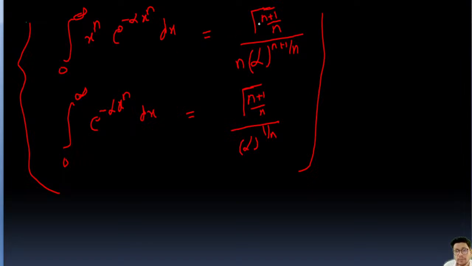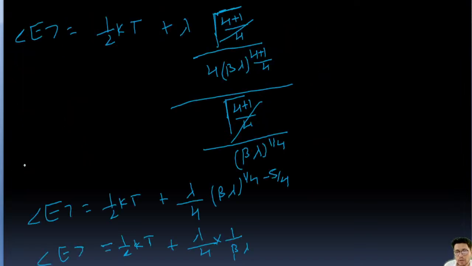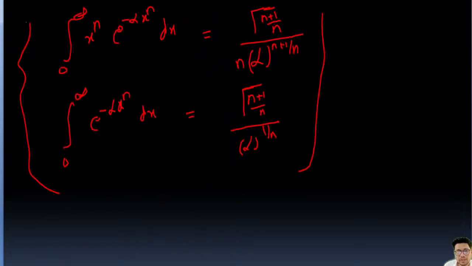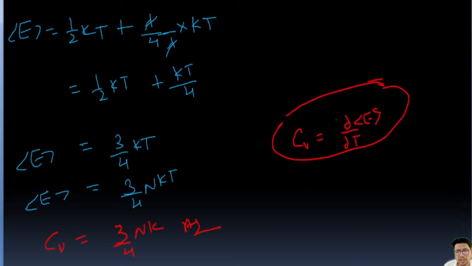So this is going to be gamma n plus 1 upon n, alpha to the power n plus 1 upon n, or this is just e to the power alpha x to the power n dx is going to be gamma n plus 1 upon n upon alpha to the power 1 upon n. Okay, using these formulas, we have easily solved these big integrations, and we've got the specific heat for n classical non-linear harmonic oscillators.